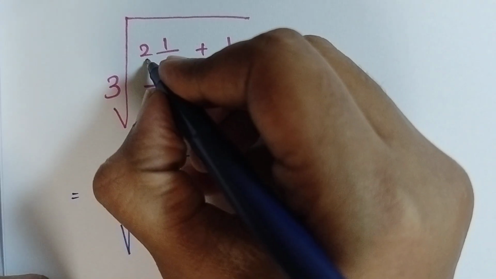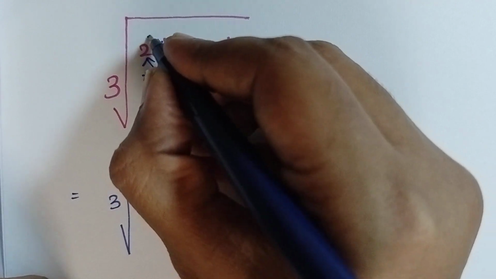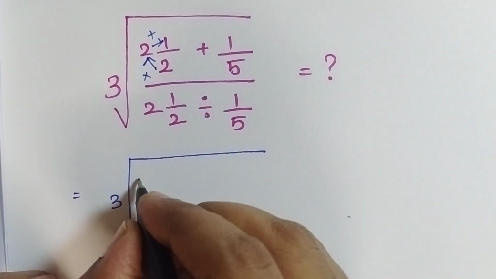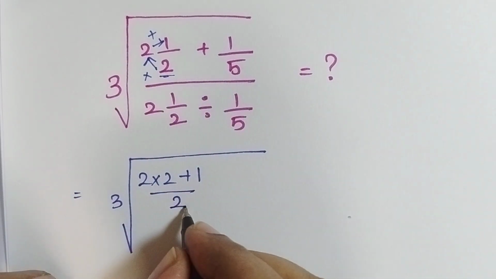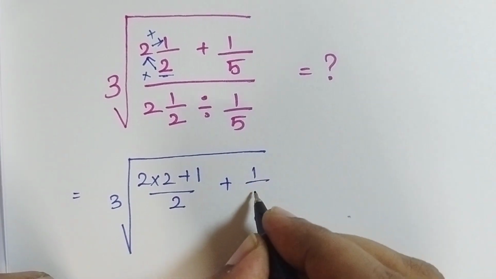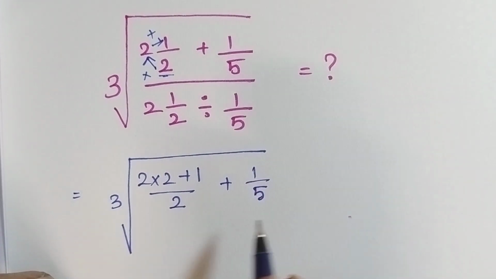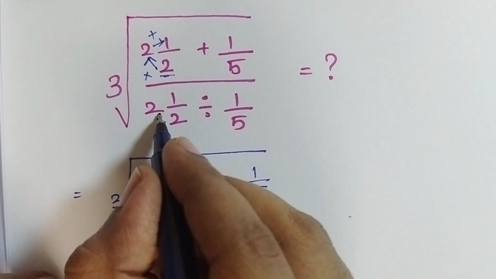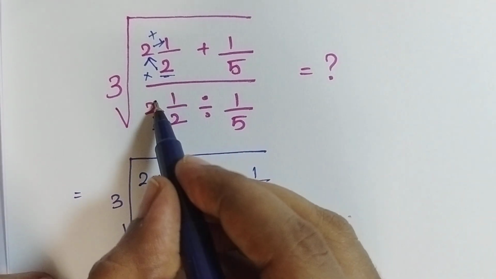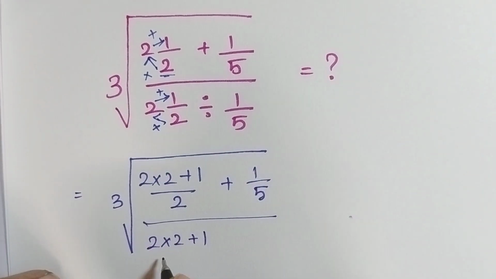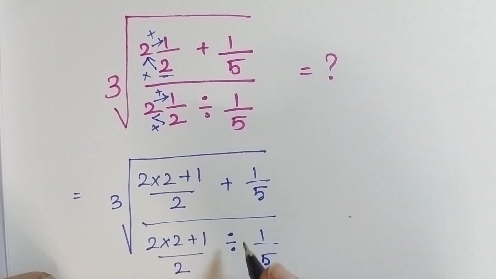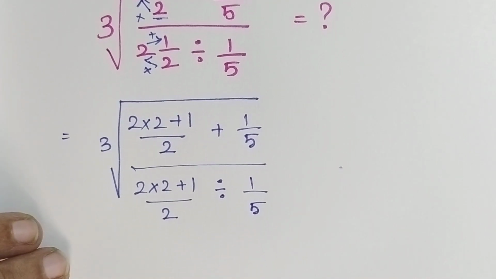So first, I need to multiply these two, and with that 1 will be added. So 2 into 2 plus 1, divided by this denominator plus this 1 by 5, which is a normal fraction, so I'm going to write it as it is. Similarly divided by, I need to multiply these two and then add 1. Therefore 2 into 2 plus 1, divided by 2, divided by 1 by 5. Here plus, here divide. So that is the change in its operation.